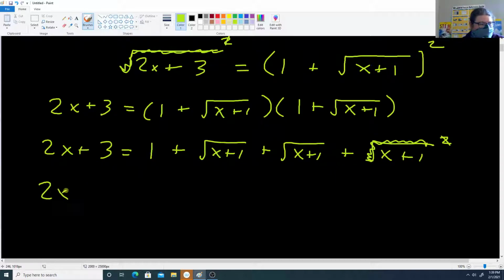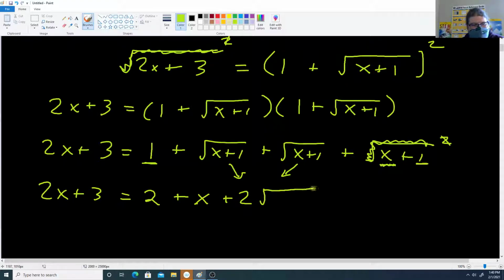We'll get 2x plus 3. I'm going to take the 1 here, and add the 1 here to it. 1 plus 1 is 2. I'm going to move this square root of x plus 1 term that's outside of the square root now. I'm going to add that next, and then we'll combine these two together. If you have a square root of x plus 1, you add another square root of x plus 1 to it. That gives you plus 2 square roots of x plus 1.